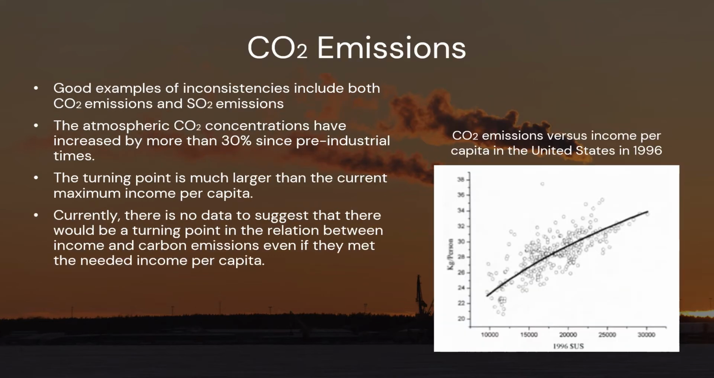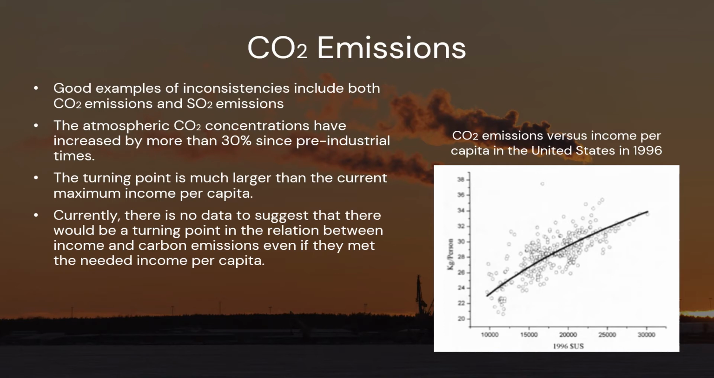Some examples of other inconsistencies include CO2 and SO2 emissions. The best example of this is CO2 emissions. For some background information, the atmospheric CO2 concentration has increased by more than 30% since pre-industrial times due to both industrialization and global warming. With CO2 and the EKC, the turning point is much larger than the current maximum income per capita. That means that there is not a single country that can surpass the turning point.